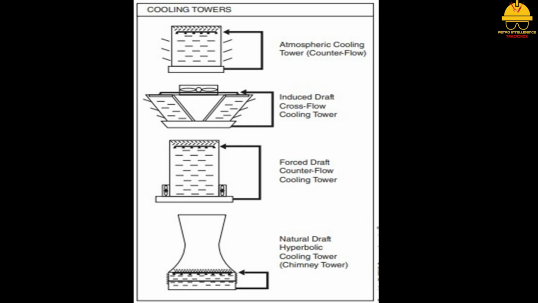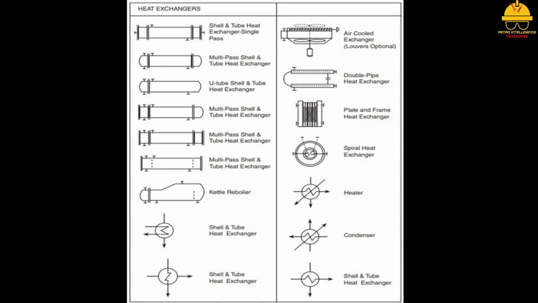These pictures illustrate the standard symbols used for heat exchangers and cooling towers. The symbol for a heat exchanger clearly illustrates the flows through the device. It is important for a process technician to be able to recognize the shell inlet and outlet and the tube inlet and outlet flow paths.